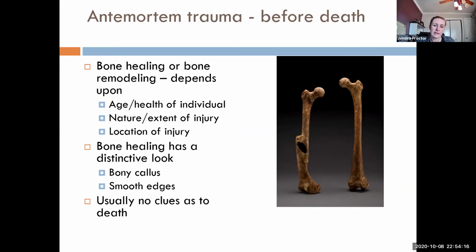Looking at age and the health of the individual, how old were they when they died? Were they healthy? Did they have good nutrition? The nature and extent of the injury, the location of the injury. Bone healing has a very distinctive look. It's bony callus and also smooth edges. So usually no clues as to cause of death sometimes. Especially in modern day, humans don't usually die from just a broken bone. I mean, it's certainly possible. It's not unheard of. But just because you're able to see some previous fractures doesn't necessarily mean you're going to be able to determine that that was the cause of death.